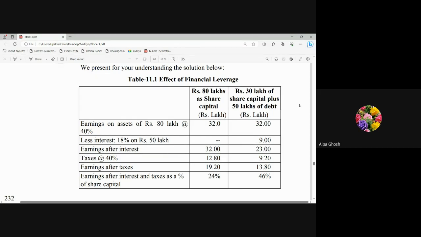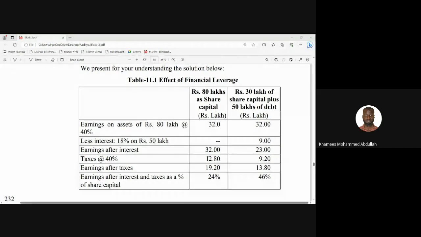Am I clear with this concept? You understood? Ma'am, can you come again, please? Yes, we have two options. Again, I'm repeating, we are going to find out how leverage works. I told you leverage works when we have more and more debt in the business. So we will identify it with the use of two alternative options of capital structure.